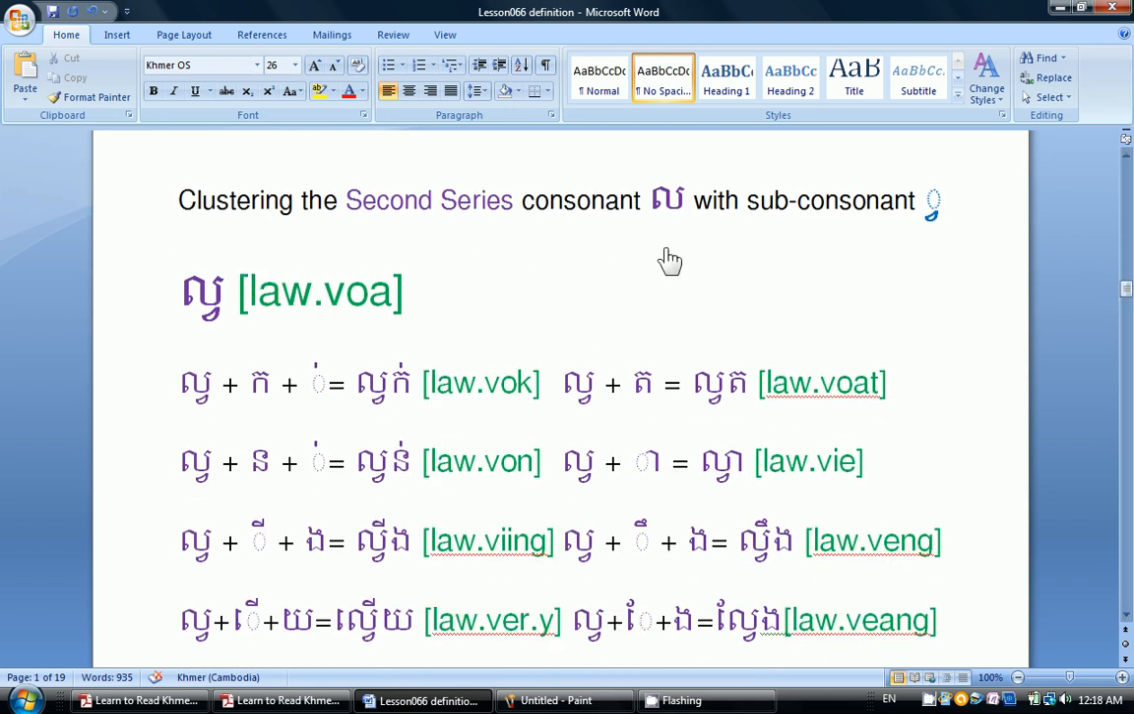Clustering the second series consonant law with subconsonant vo. Subconsonant vo is a second series subconsonant. Its cluster also follows the second series consonant.